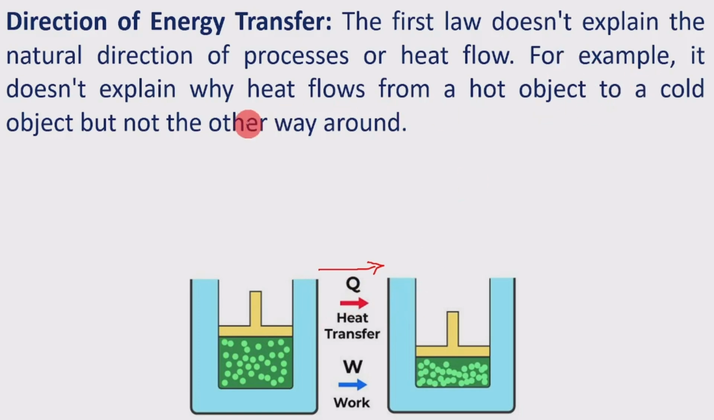For example, it doesn't explain why heat flows from the hot object to the cold object, but not the other way around. Why the heat is flowing from the higher temperature object to the lower temperature object, and why the other way is not possible, is not explained in the first law of thermodynamics.